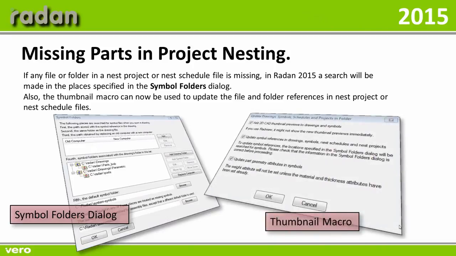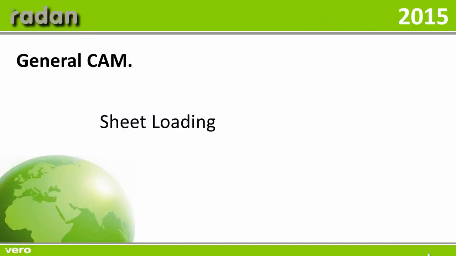We've also enhanced the thumbnail macro, so if these symbols are missing, then you can rebuild the thumbnails using the thumbnail macro for any symbols lost in a nest project. Sheet loading.